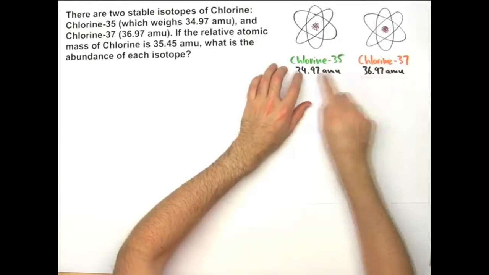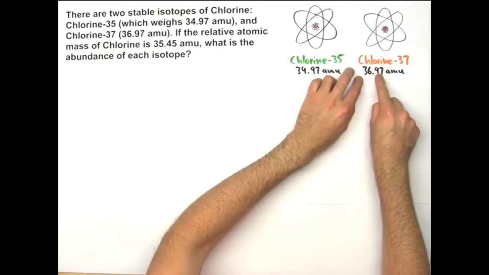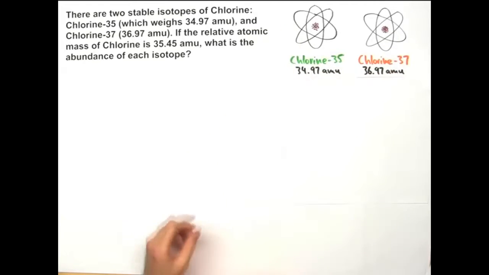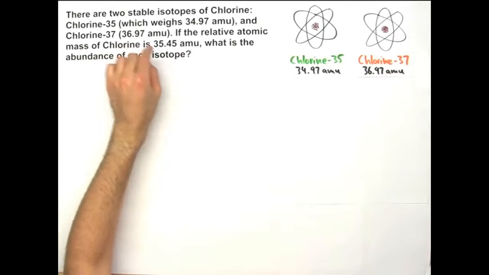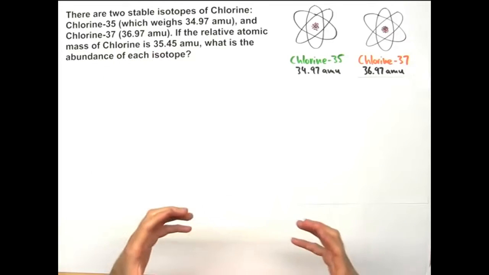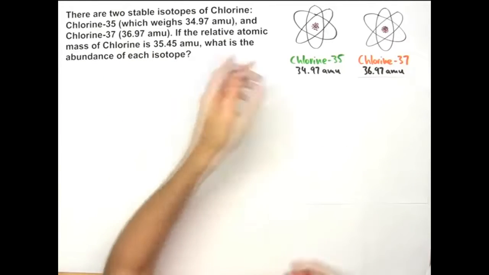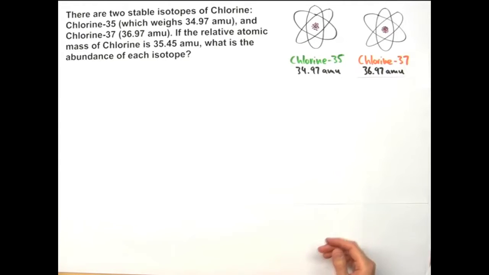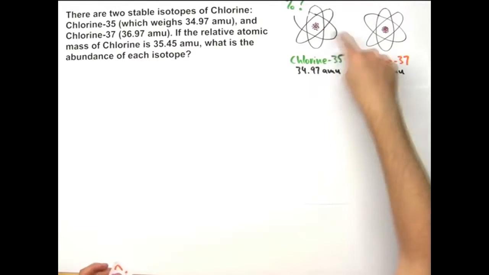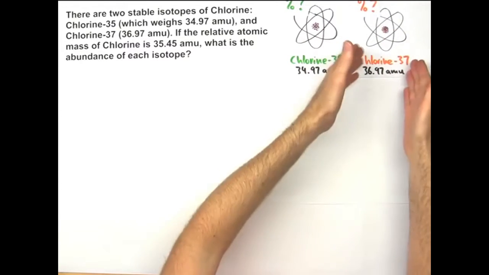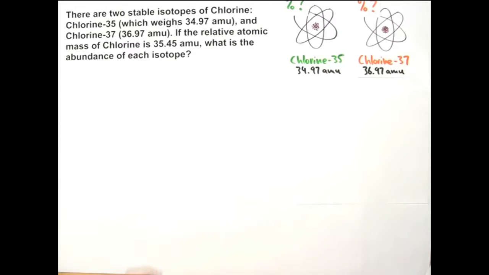So here are the 2 atoms, and here are the masses, 34.97 AMU and 36.97 AMU of these 2 isotopes. If the relative atomic mass of chlorine is 35.45 AMU, so that's what it is for the element itself, what is the abundance of each of these isotopes? So in other words, what we're solving for is the percent abundance of this one, and the percent abundance of this one. They're both unknowns right now. So how are we going to go about solving the problem?